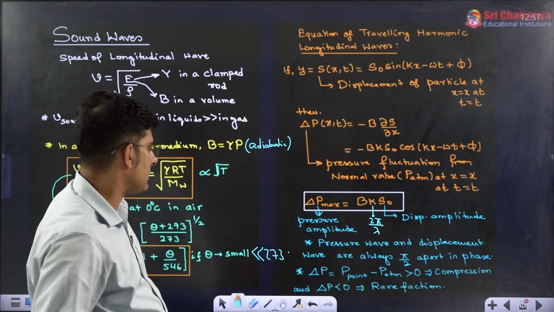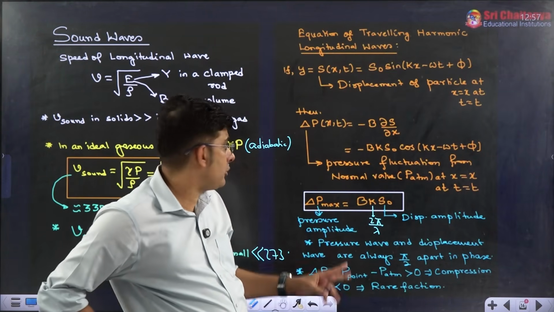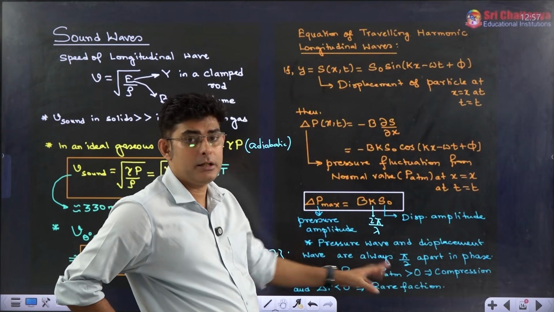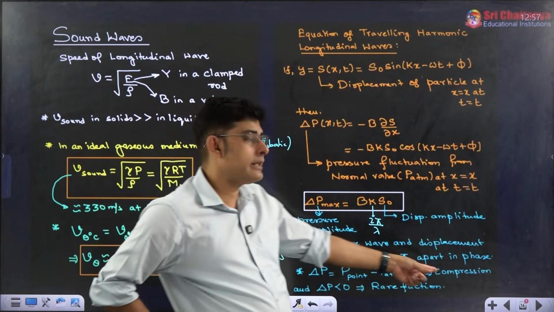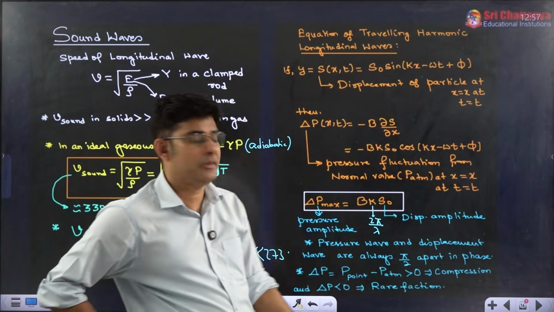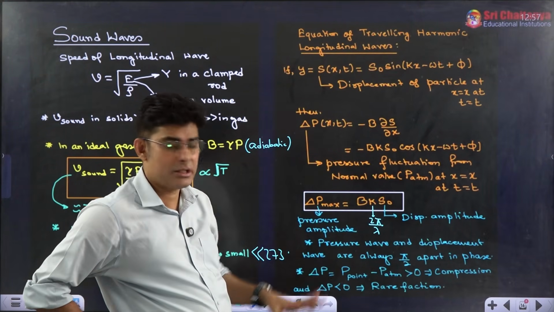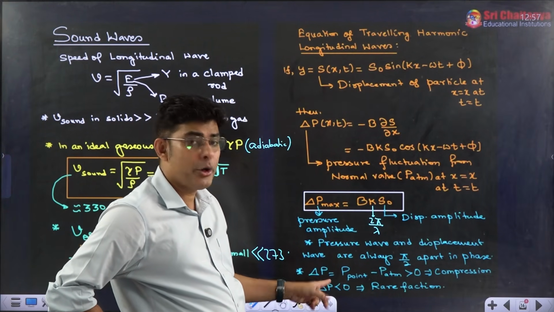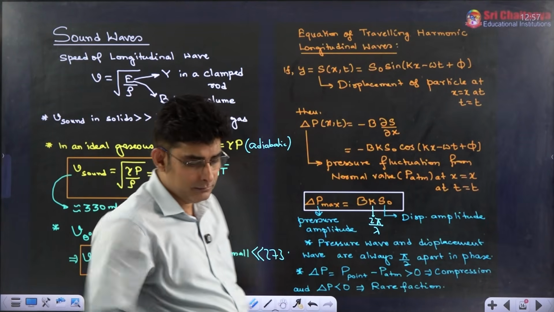So very important relation. Now delta P is pressure fluctuation at any point, which is pressure at that point minus atmospheric pressure. If it comes as positive, it means pressure is more than atmospheric pressure there, and that region is called a compression region. Wherever delta P is negative, that means pressure at that point is less than atmospheric pressure, and that is called rarefaction. Clear?